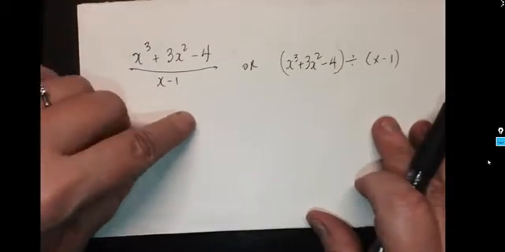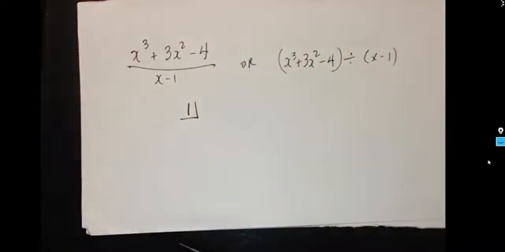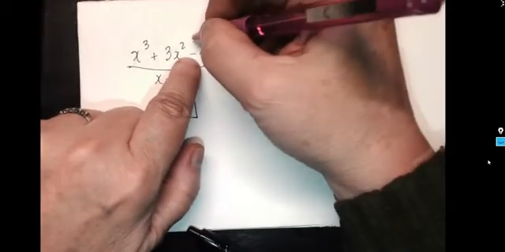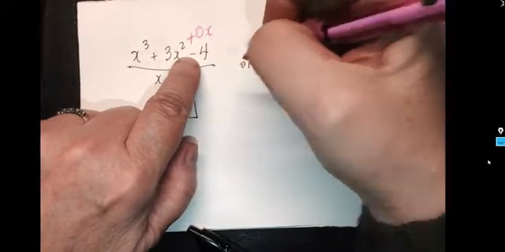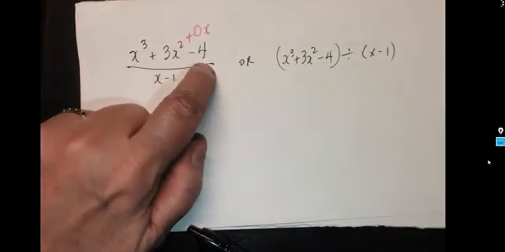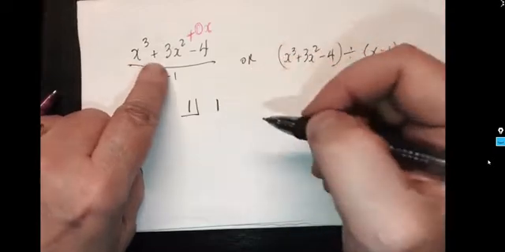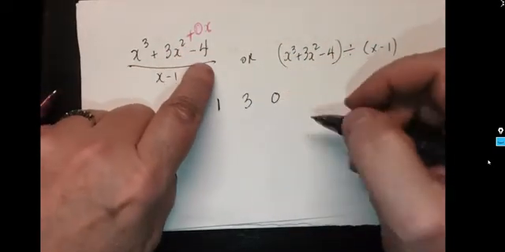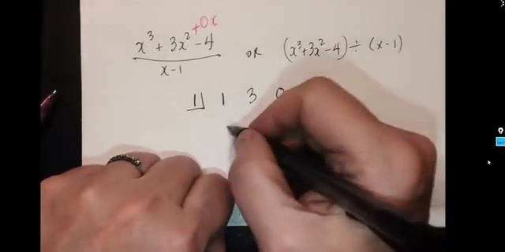Okay. What about this one? It's x minus 1, so x minus the number in the box. Now we have to be careful here because we have some missing powers. I don't have x in here. And so the coefficient for x is 0. So I have 1 times x cubed, 3 times x squared, 0 times x, and then minus 4. And we have to have that 0 placement in there.